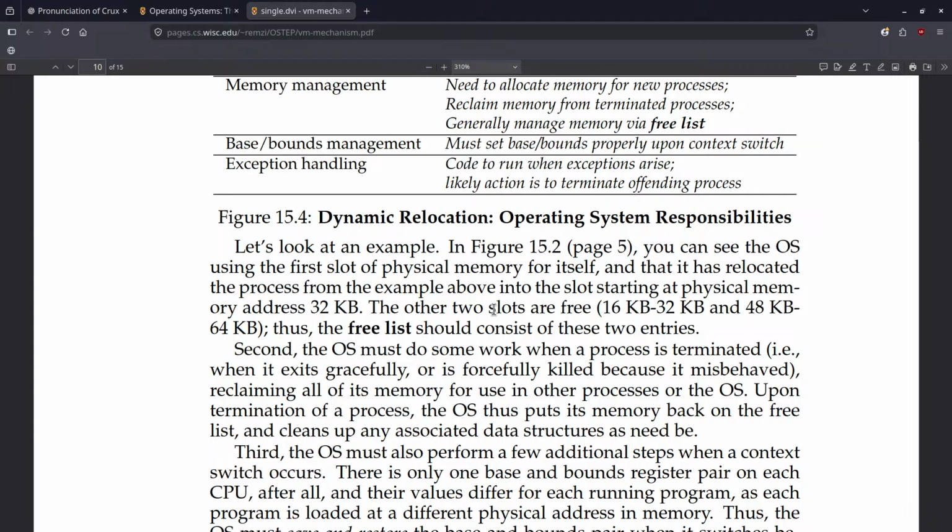Second, the operating system must do some work when a process is terminated, when it exits gracefully or is forcefully killed because it misbehaved, reclaiming all of its memory for use in other processes. The OS thus puts its memory back on the free list and cleans up any associated data structures as need be.